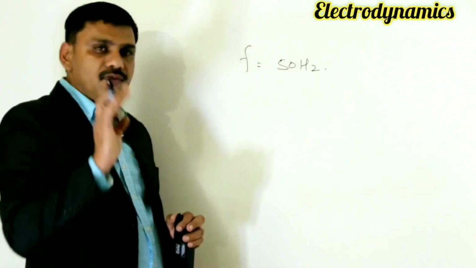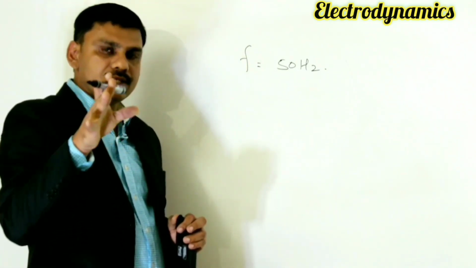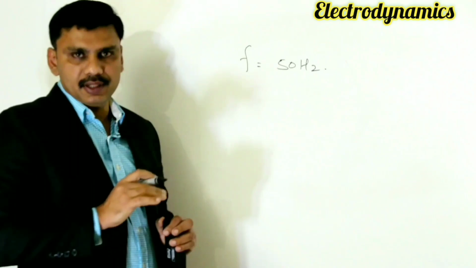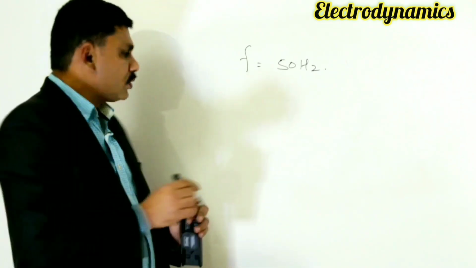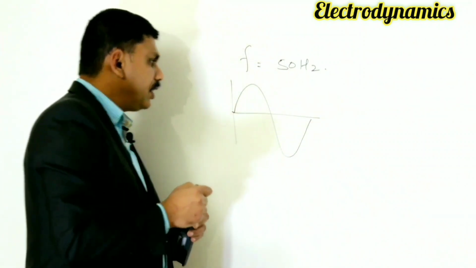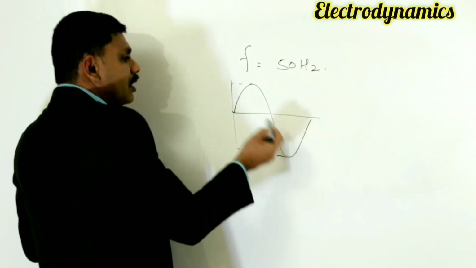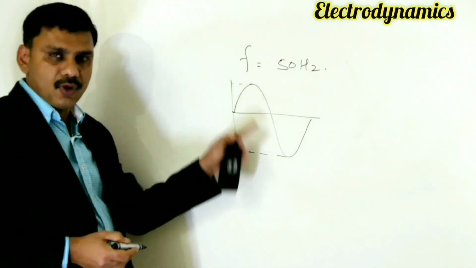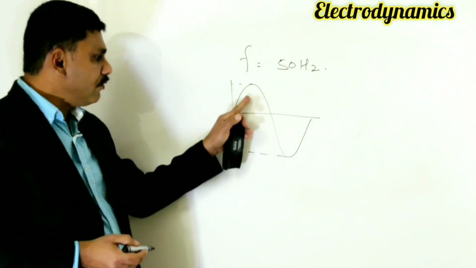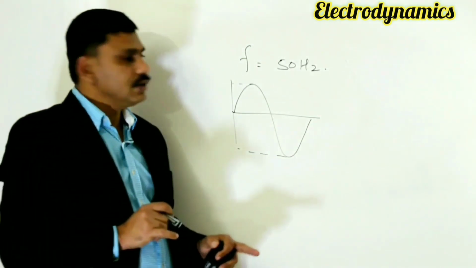So, in 1 second, how many peak voltages or peak currents will be there? For one wave, this is the peak current. This is also a peak current or peak voltage. For one wave, there are two peak voltages or peak currents.